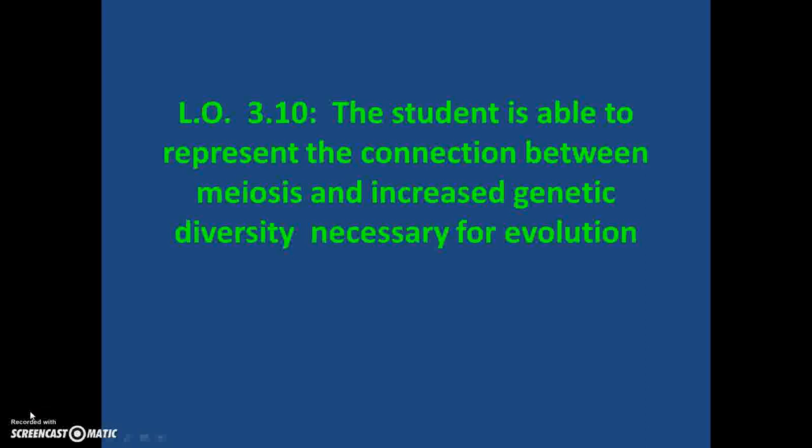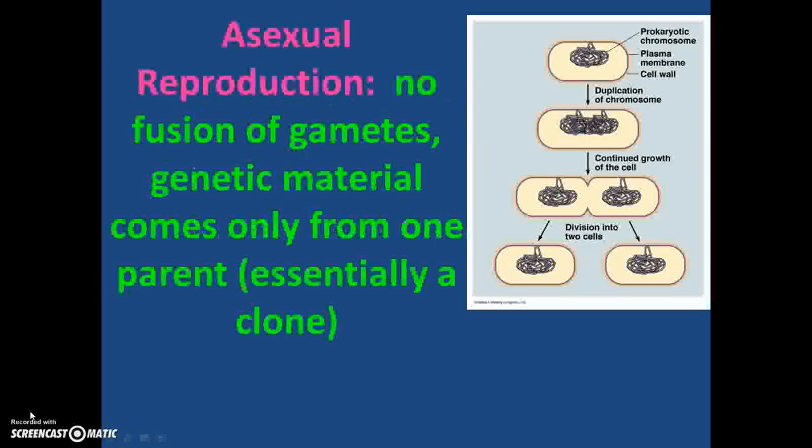Another thing we want you to be able to do is connect meiosis with genetic diversity. So see what parts of meiosis provide new genetic varieties that are going to be used to help drive evolution. Okay, so we know in asexual reproduction, we don't have gametes. We don't have those sex cells that are going to combine and form new offspring. So the genetic material only comes from one parent. There are different forms of asexual reproduction. One of these forms is binary fission, which is done by bacteria, and they just copy their chromosome and then they split in 2. So you essentially end up with a clone.